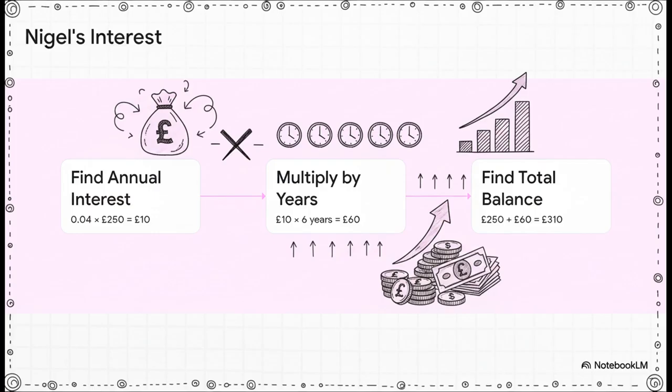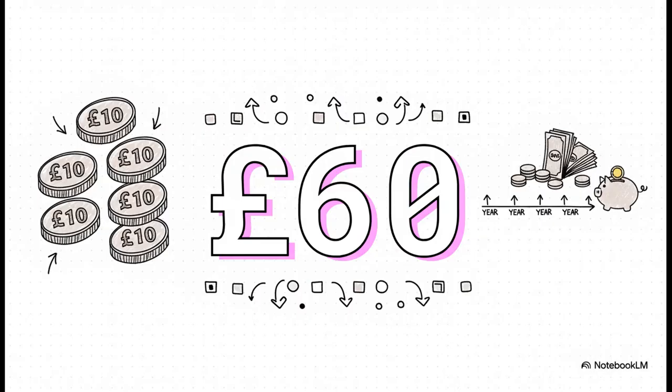Now, because it's simple interest, he earns that same tenner every single year. So, for 6 years, that's just £10 times 6, £60. Add that on to his original 250, and he ends up with £310. Easy. So, after 6 years, Nigel's earned a total of £60 in interest. Why? Because that same predictable £10 was added to his account year in, year out. Remember, that fixed amount is the absolute key to understanding simple interest.